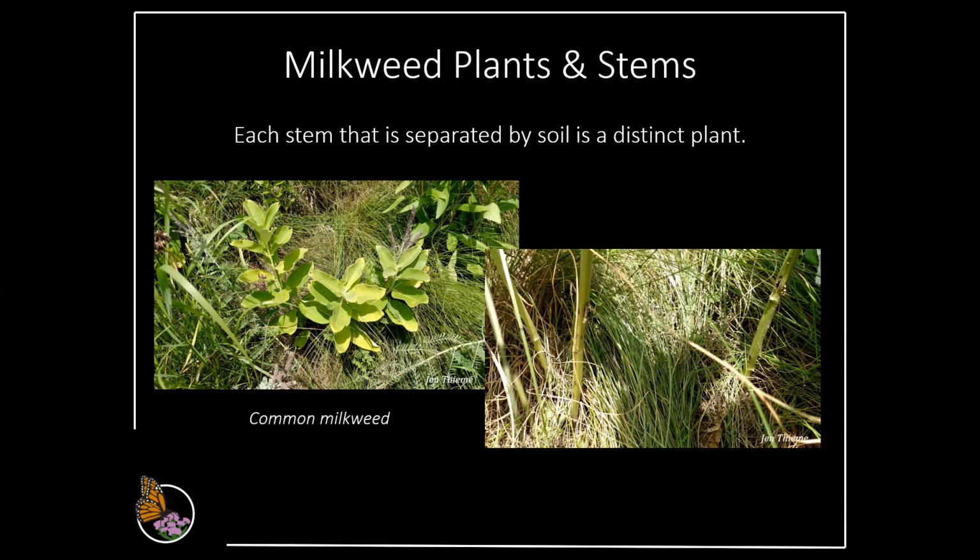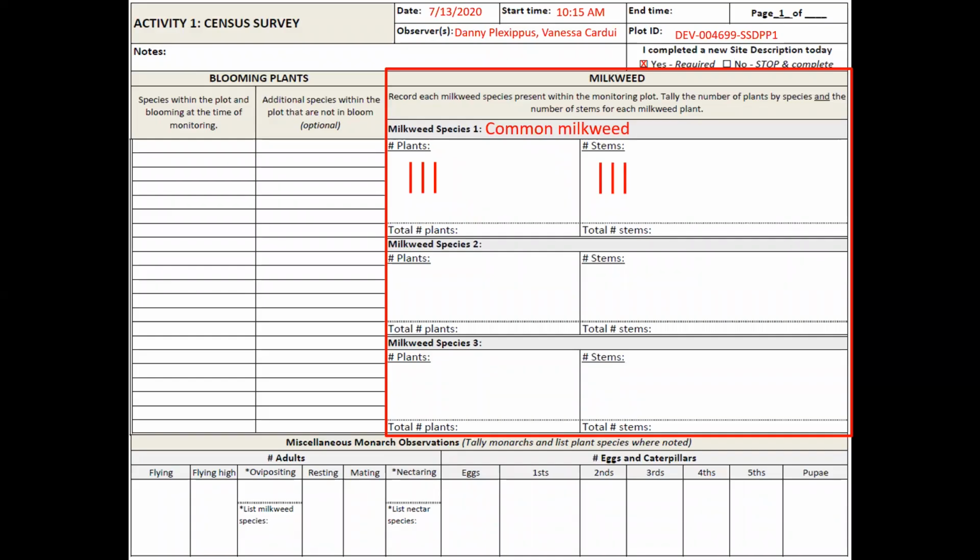There are several species of milkweed, like the Asclepias syriaca or common milkweed, pictured here, that grow by rhizomes underground. Though they are technically connected as a single organism, their individual stems are separated by soil, shown by the arrows on the bottom right. Thus, for the purposes of the IMMP, we mark a total of 3 plants and 3 stems here. This is what it looks like on the data sheet.